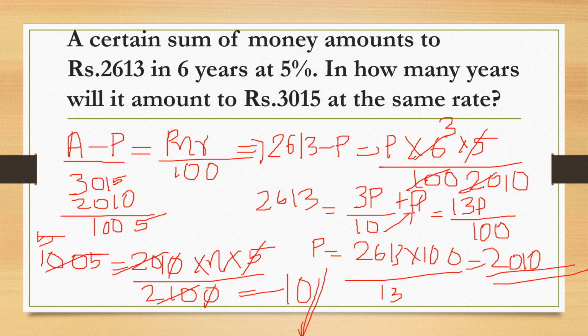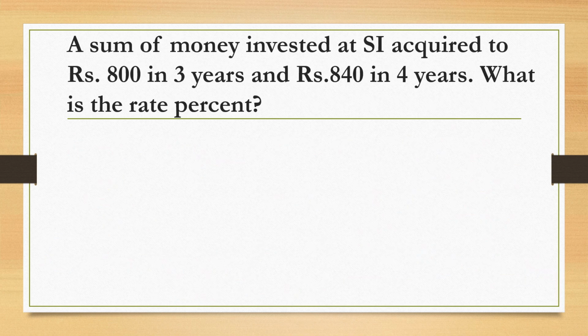A sum of money invested at simple interest amounts to rupees 800 in 3 years and rupees 840 in 4 years. What is the rate percentage? So, we can see that there is a difference of 1 year. So, the simple interest for 1 year can be obtained by subtracting this 840 and 800. The difference between 840 and 800 is 40. That is the simple interest. And we have to find the rate percentage.